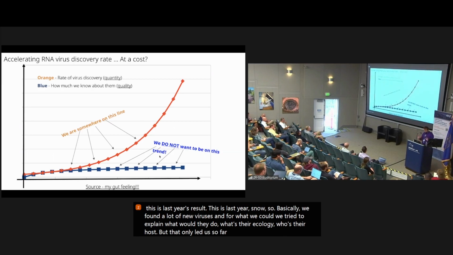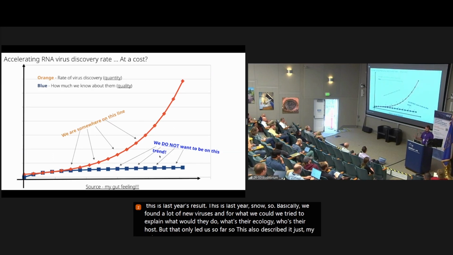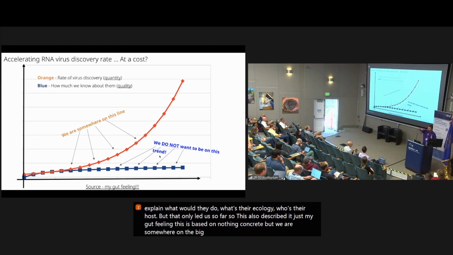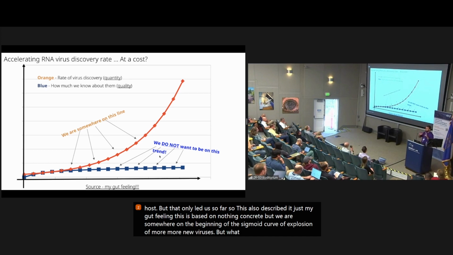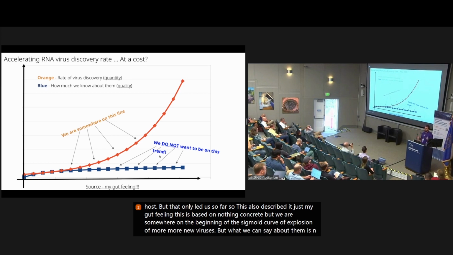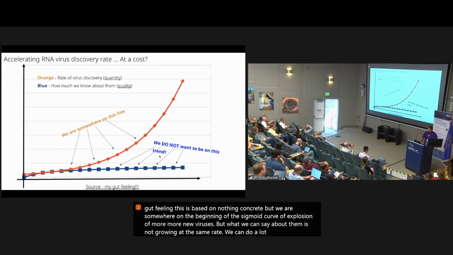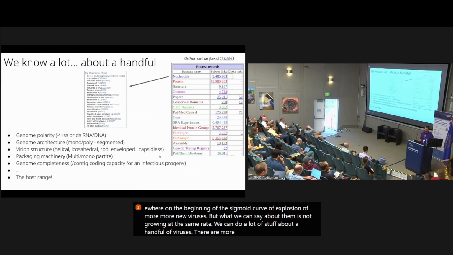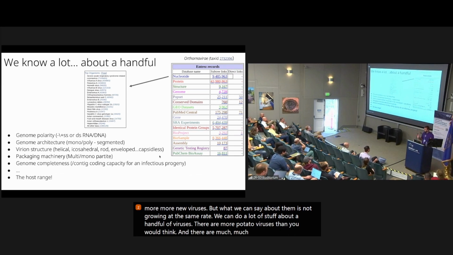So the source for this graph is just my gut feeling. This is based on nothing concrete, but we are somewhere on the beginning of the sigmoid curve of explosion of more and more new viruses. But what we can say about them is not growing at the same rate. We can do a lot of stuff about a handful of viruses. There are more potato viruses than you would think. And there is much more diversity than just potatoes out there.